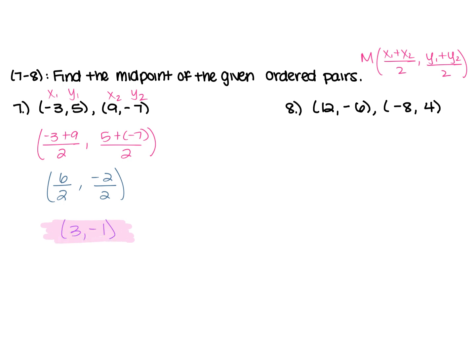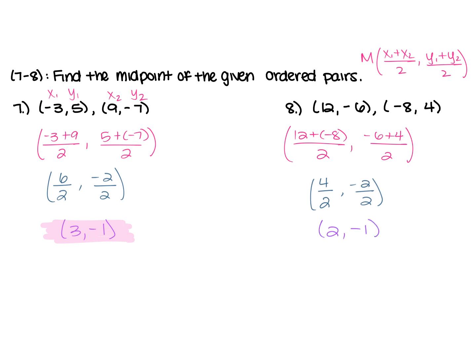For number 8, you have (12, -6) as one ordered pair, and then the other one is (-8, 4). So to find our midpoint, we're going to do (12 + -8)/2, comma, (-6 + 4)/2. 12 minus 8 is 4 over 2, and negative 6 plus 4 is negative 2 over 2. This simplifies to give you the ordered pair of (2, -1).